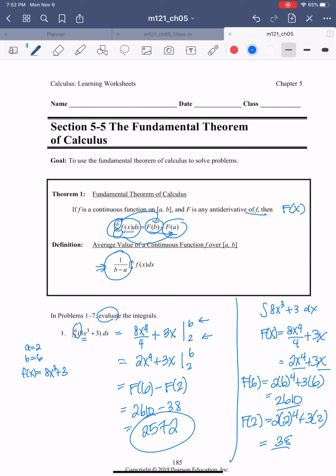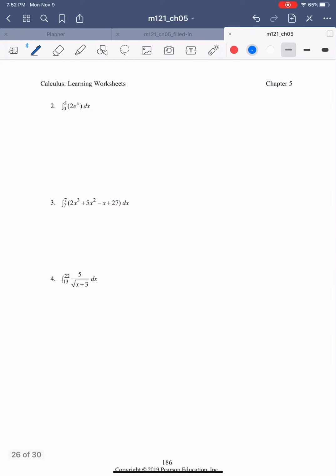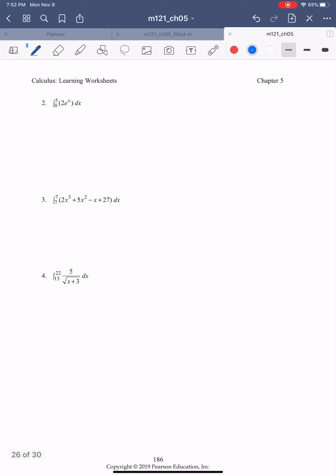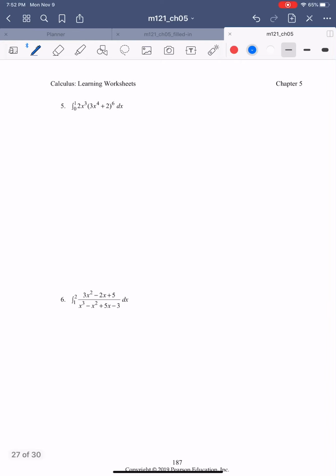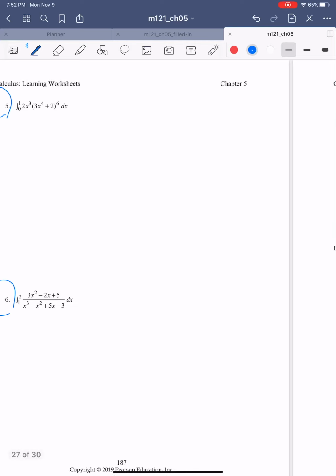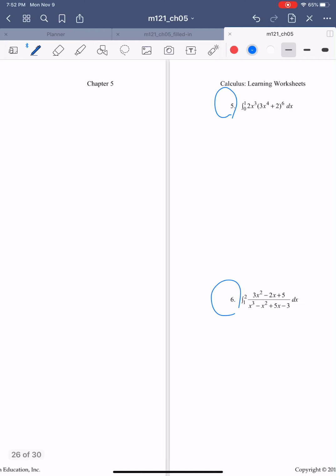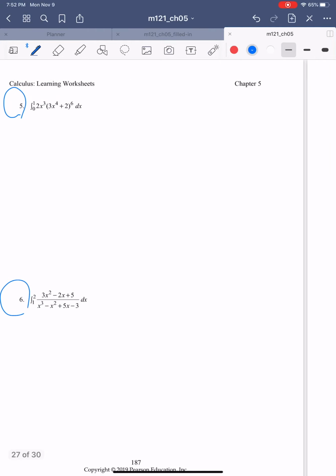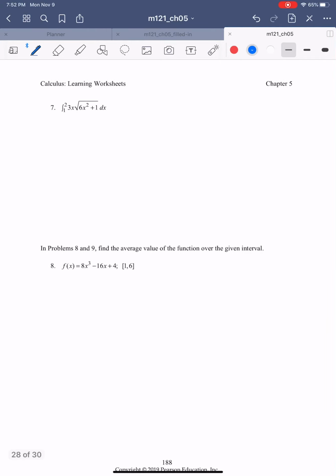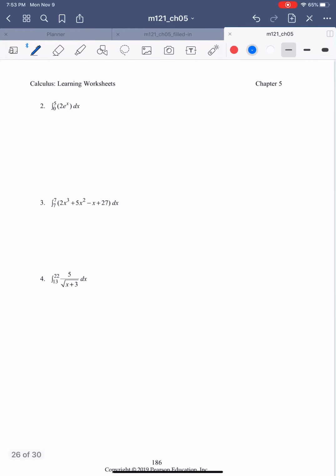All right, so let's do a bunch of practice. I will do this whole page with you: 2, 3, 4, the whole thing. I'm going to leave 5 and 6 for you to try. Okay, so 5 and 6 is for your own exercise. And then I will do 2, 3, 4, 7.